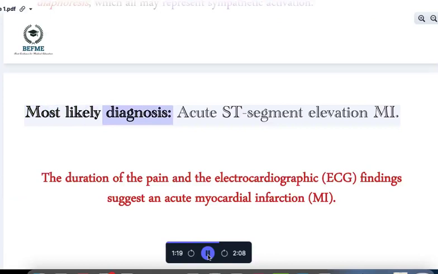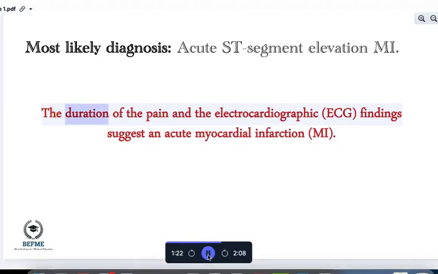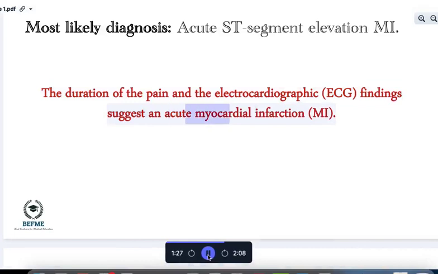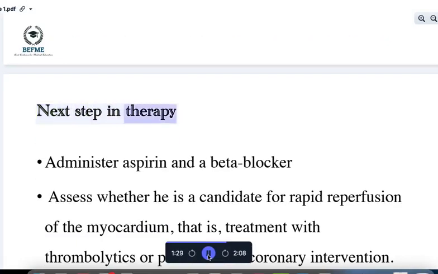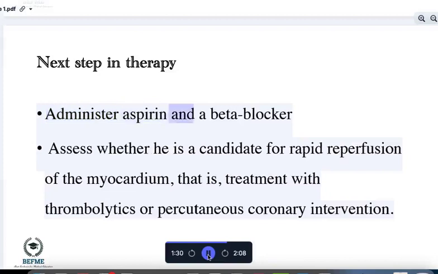Most likely diagnosis: acute ST segment elevation MI. The duration of the pain and the electrocardiographic (ECG) findings suggest an acute myocardial infarction (MI). Next step in therapy: administer aspirin and a beta blocker.